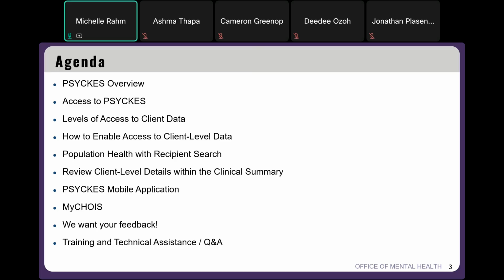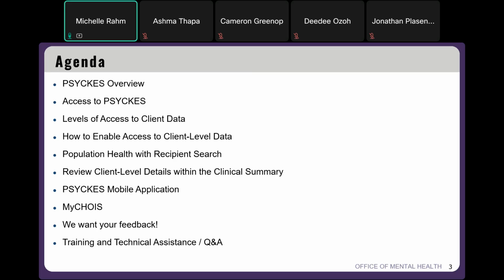And then we'll start talking about levels of access to client data in PSYCKES. So we have a few different levels of access options that we'll be reviewing today. And then we'll talk about how to enable access to that client level clinical summary. We'll go over some population health filter options within recipient search that are relevant to ACT teams and your treatment model. We'll also be talking about client level details that exist within the clinical summary. And a lot of these details can be helpful for the CANS assessment that a lot of you are filling out. So I'll be sure to point some of those out as we go through the clinical summary in detail.